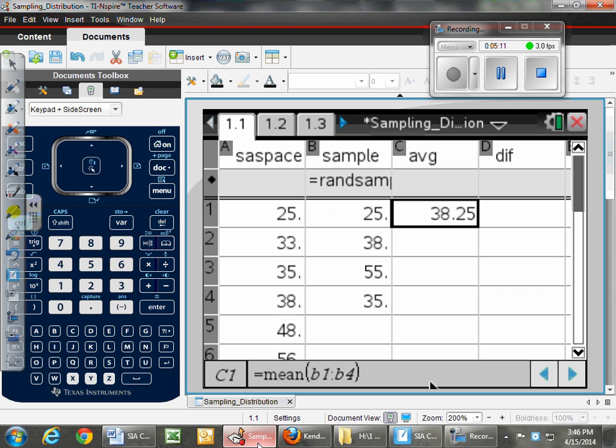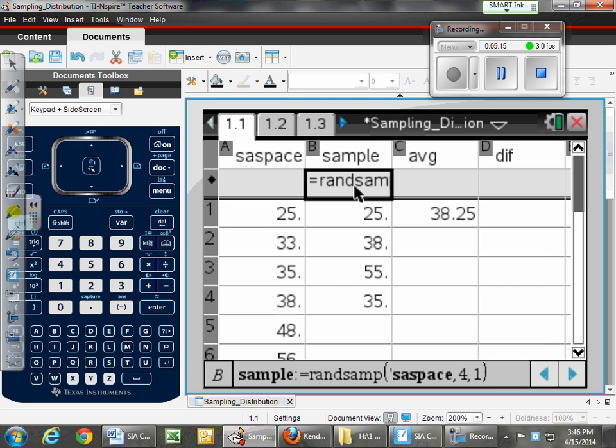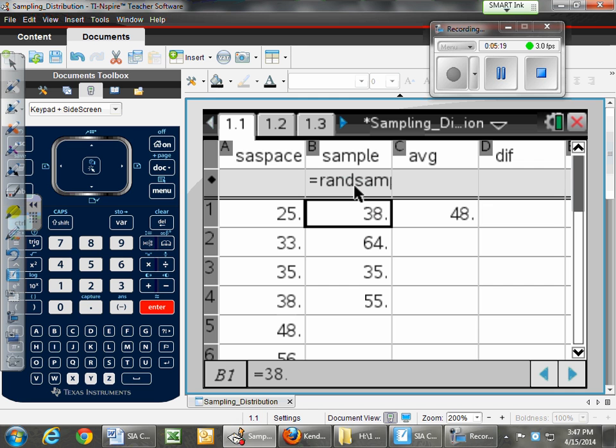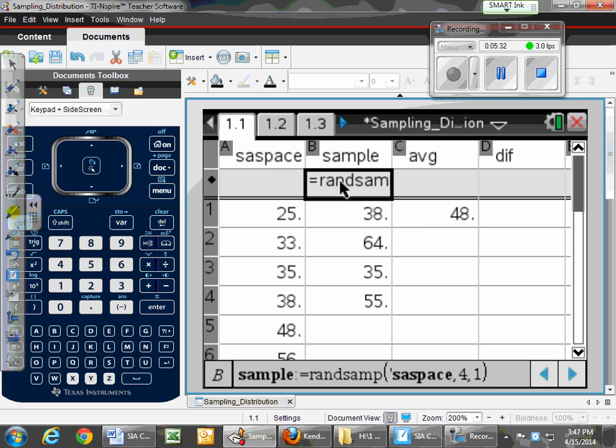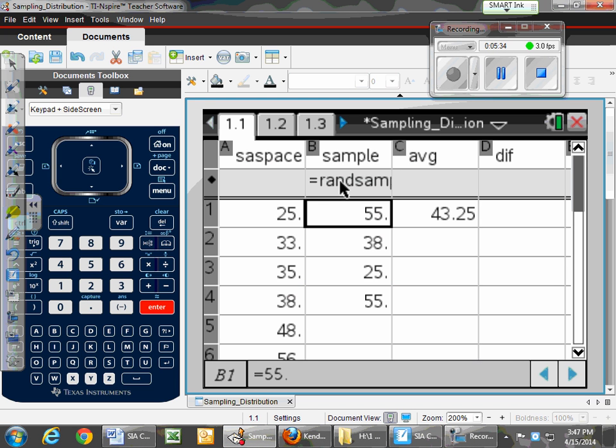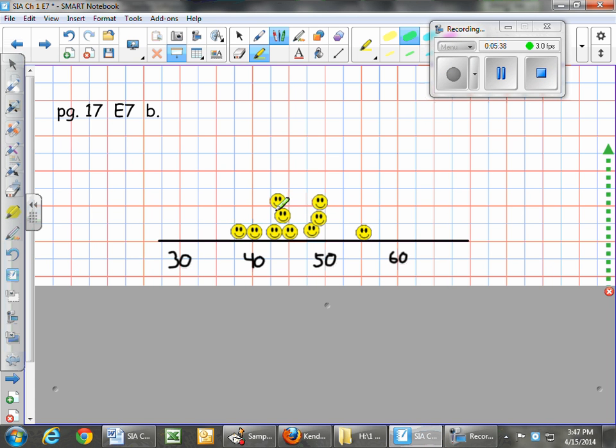I go back to my calculator, go back to the gray bar here where I have the equation, hit enter twice, and it gives me a new average of 48. I go to my dot plot, and I put a dot at 48. And I just repeat that 10 times. Then my next dot is 43.25. Come over here, plot 43.25 as one of these dots.